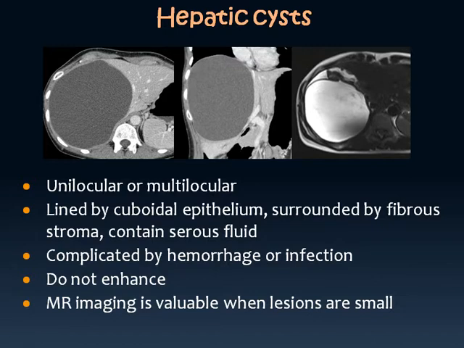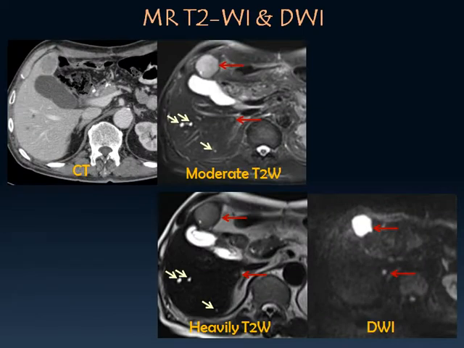MR imaging is particularly valuable when lesions are small and the patient has a history of primary malignancy. It is a common problem when we see small low attenuating lesions detected on CT. In this patient with colon cancer, we can see a metastatic lesion in segment 4 of the liver. However, it is not easy to characterize small low attenuating nodules on CT. However, we can distinguish cystic lesions from metastatic lesions using heavily T2-weighted image and diffusion-weighted imaging.